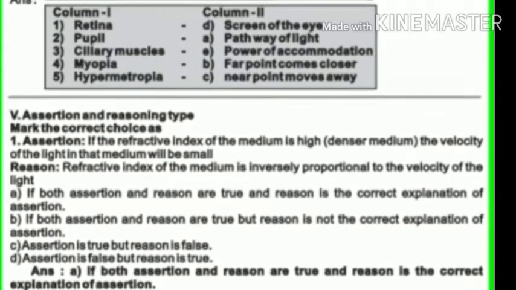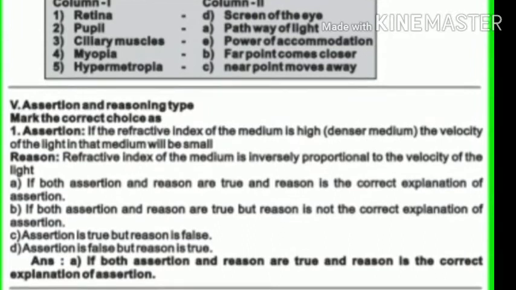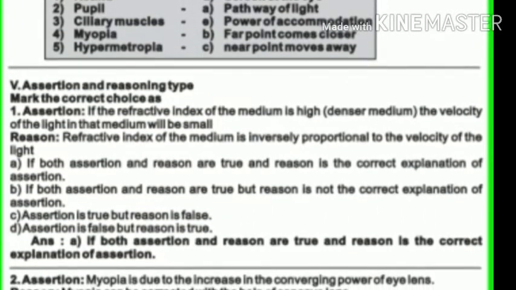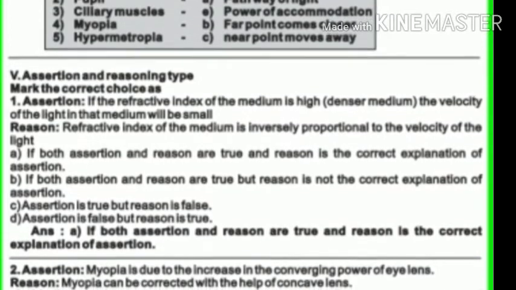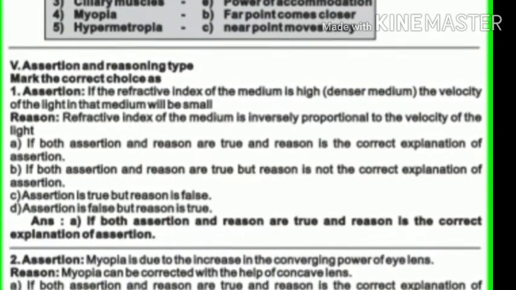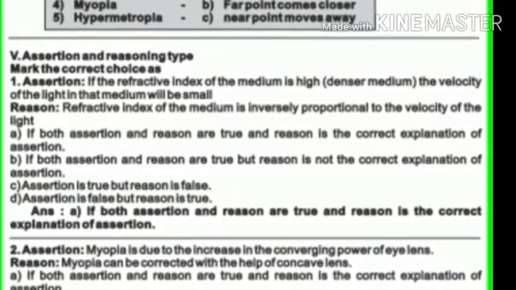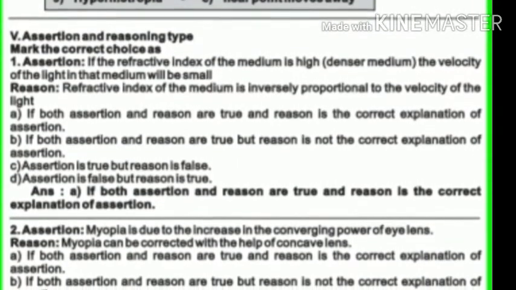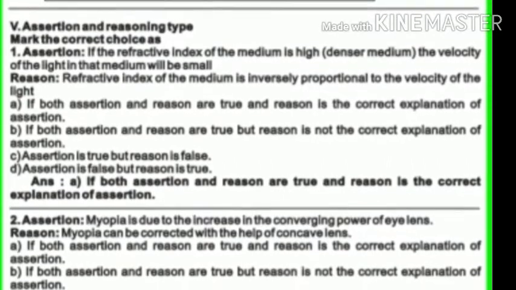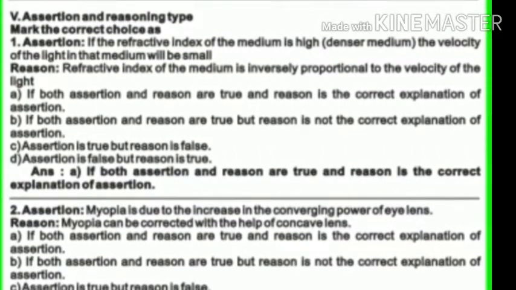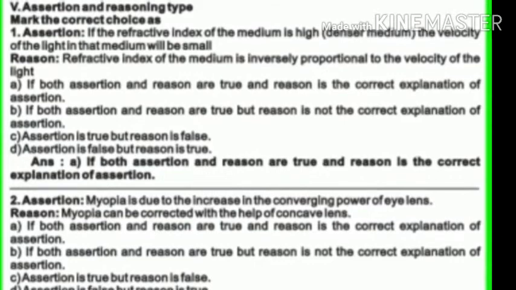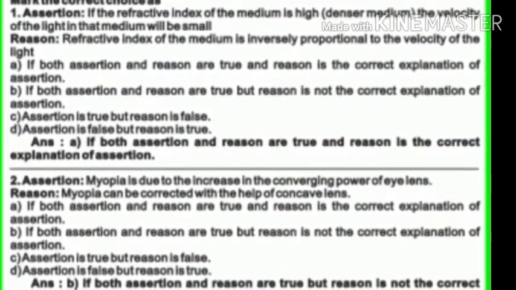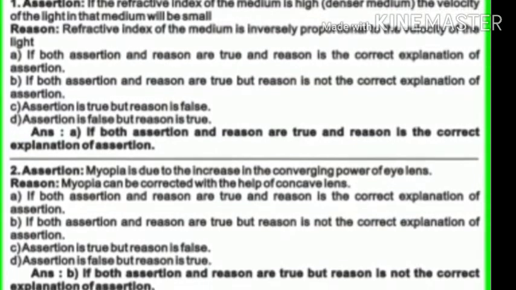So now here, assertion and reasoning type. Mark the correct choice. Assertion: if the refractive index of the medium is high, the velocity of the light in that medium will be small. Reason: the refractive index of the medium is inversely proportional to the velocity of the light. If both assertion and reason are true, and reason is a correct explanation of assertion. Question number 2.